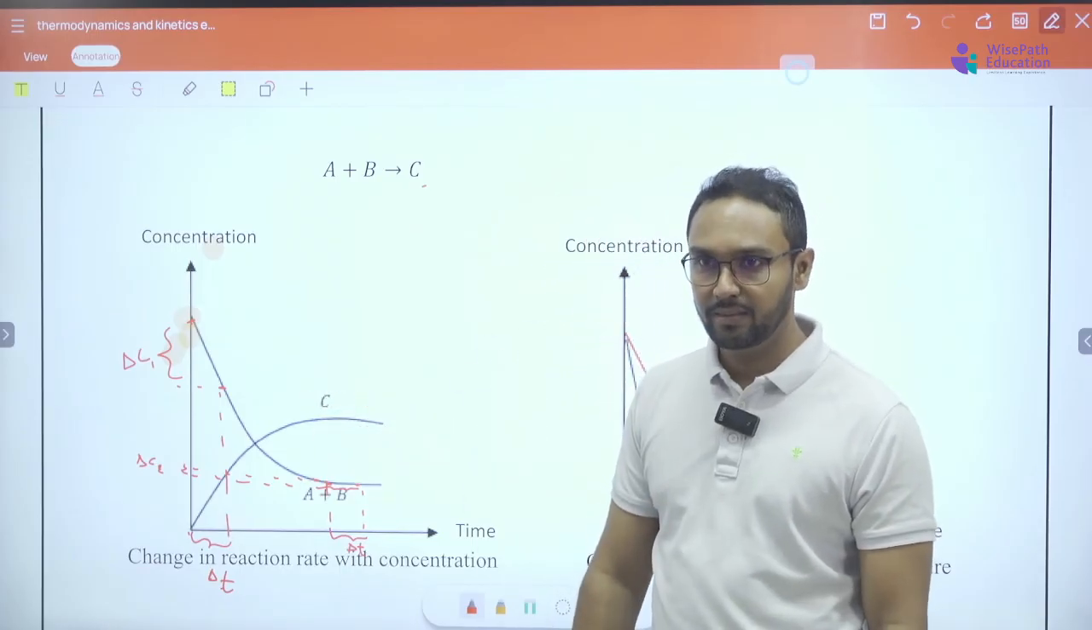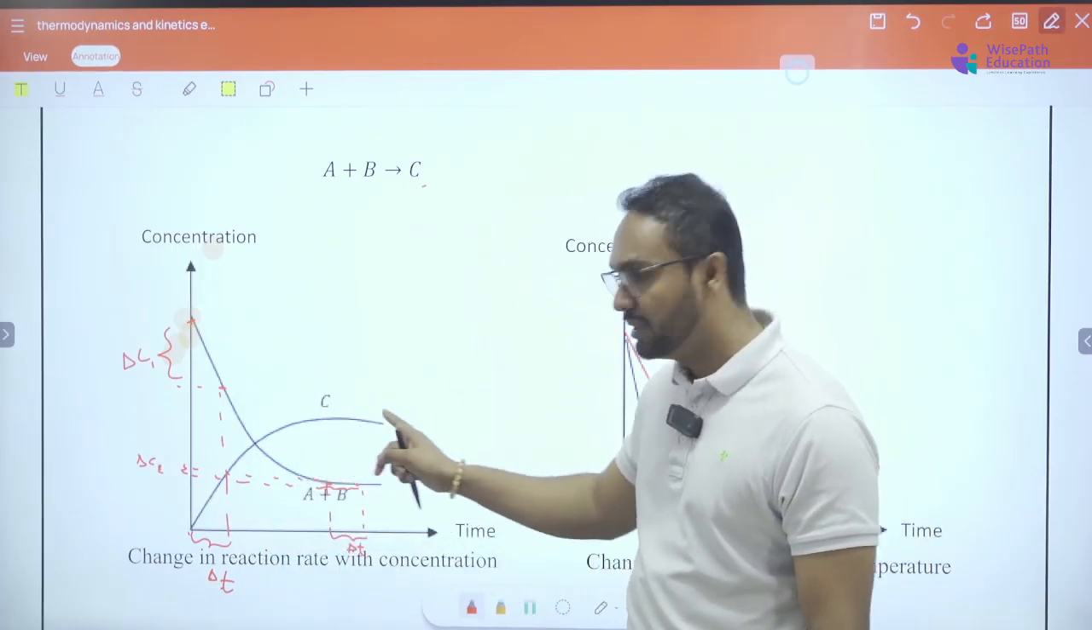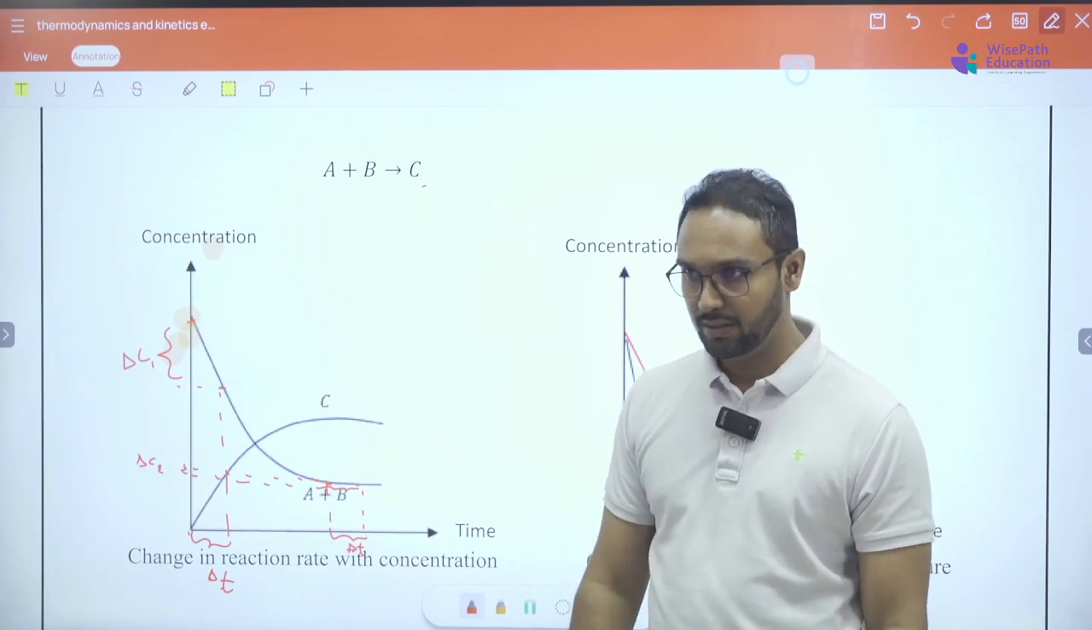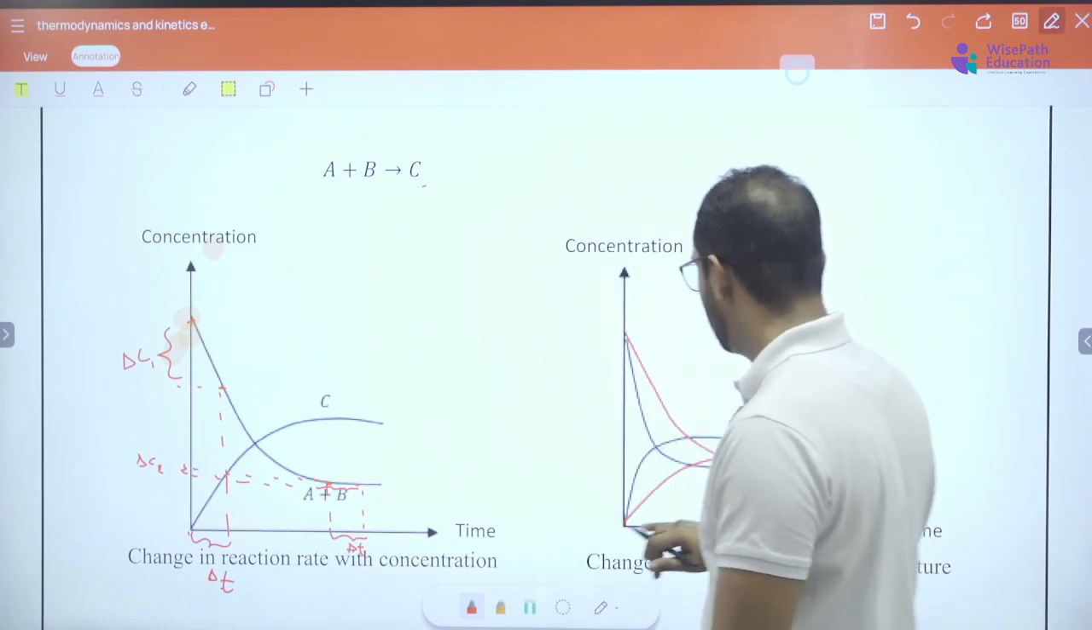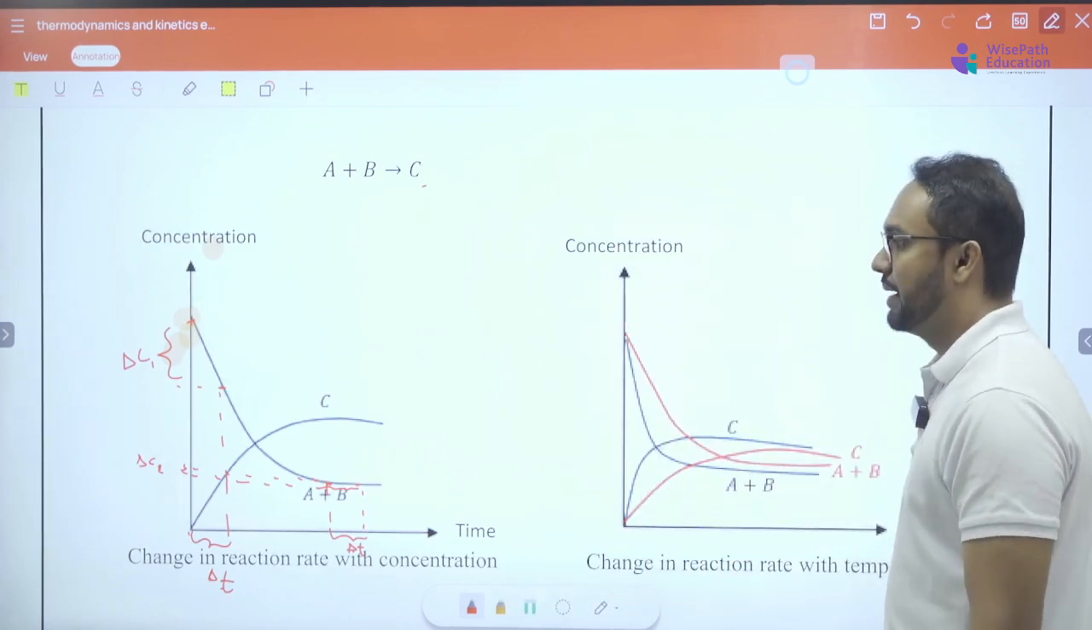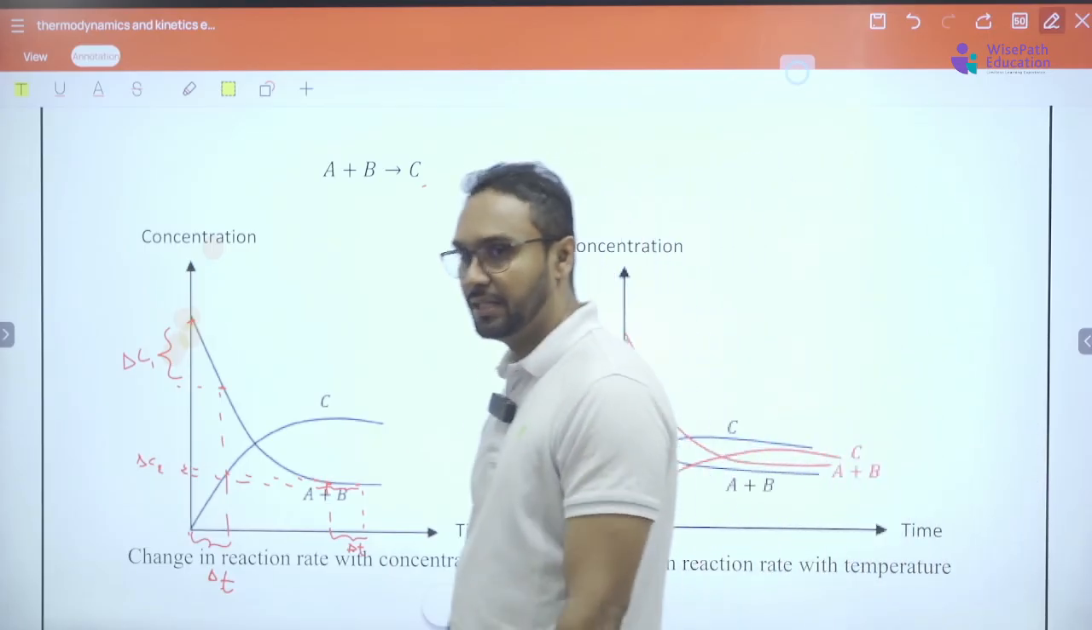rate එක අඩු වෙලා තමයි අන්තිම ටිකේදී හැදෙන්නේ. මුලදී හැදෙන rate එක වැඩි, අන්තිමට හැදෙන rate එක අඩුයි. Get it? Right. So the next thing is temperature එකේ impact එක. හරිද? temperature එකේ impact එක.